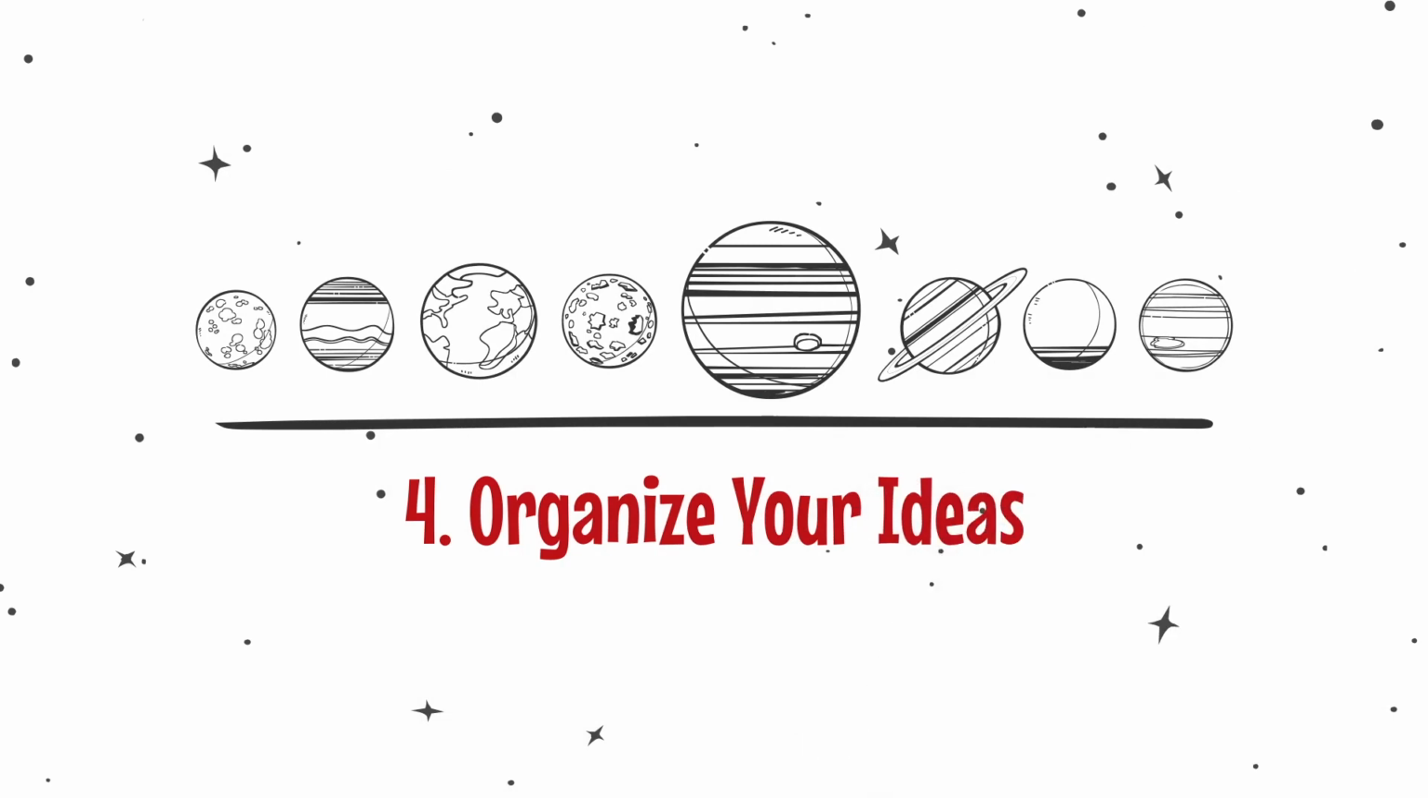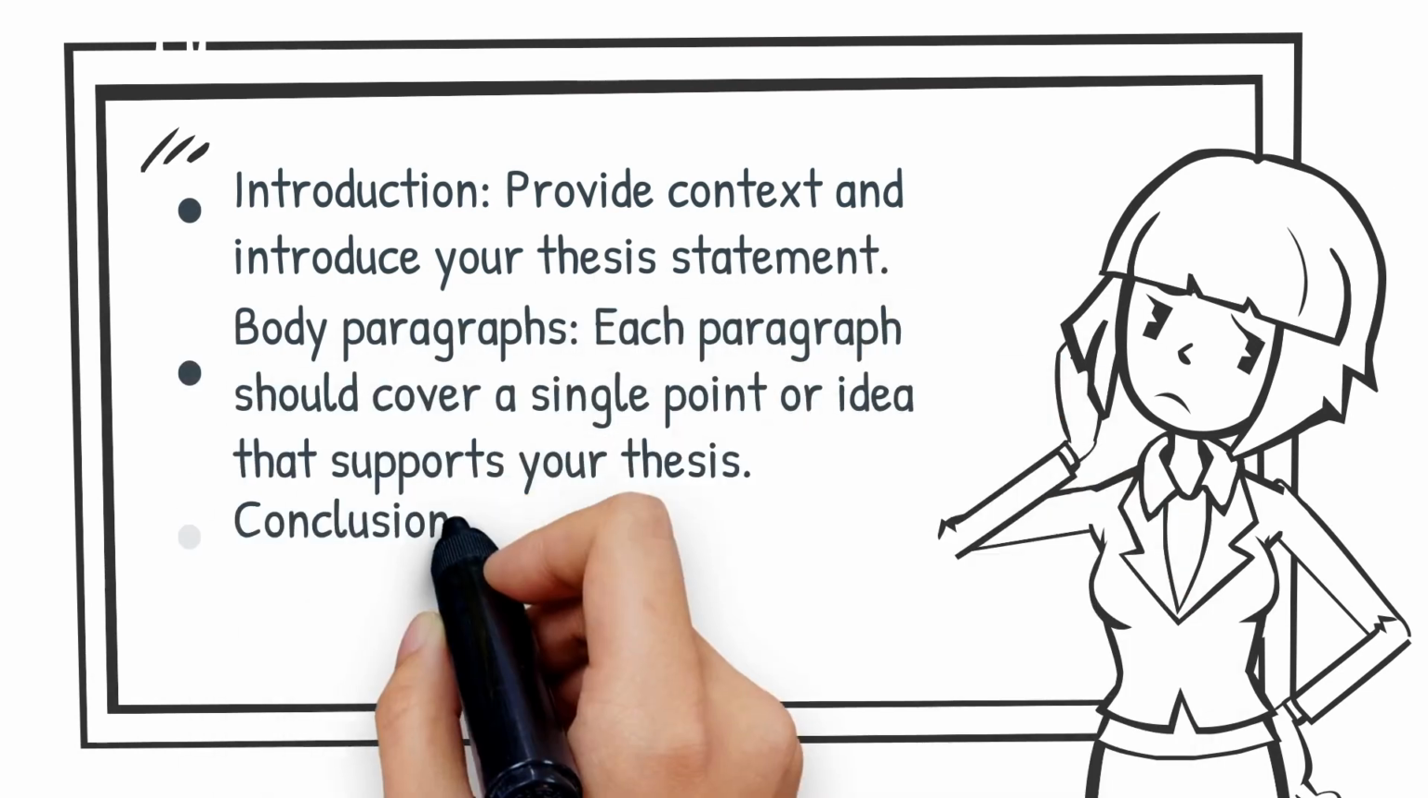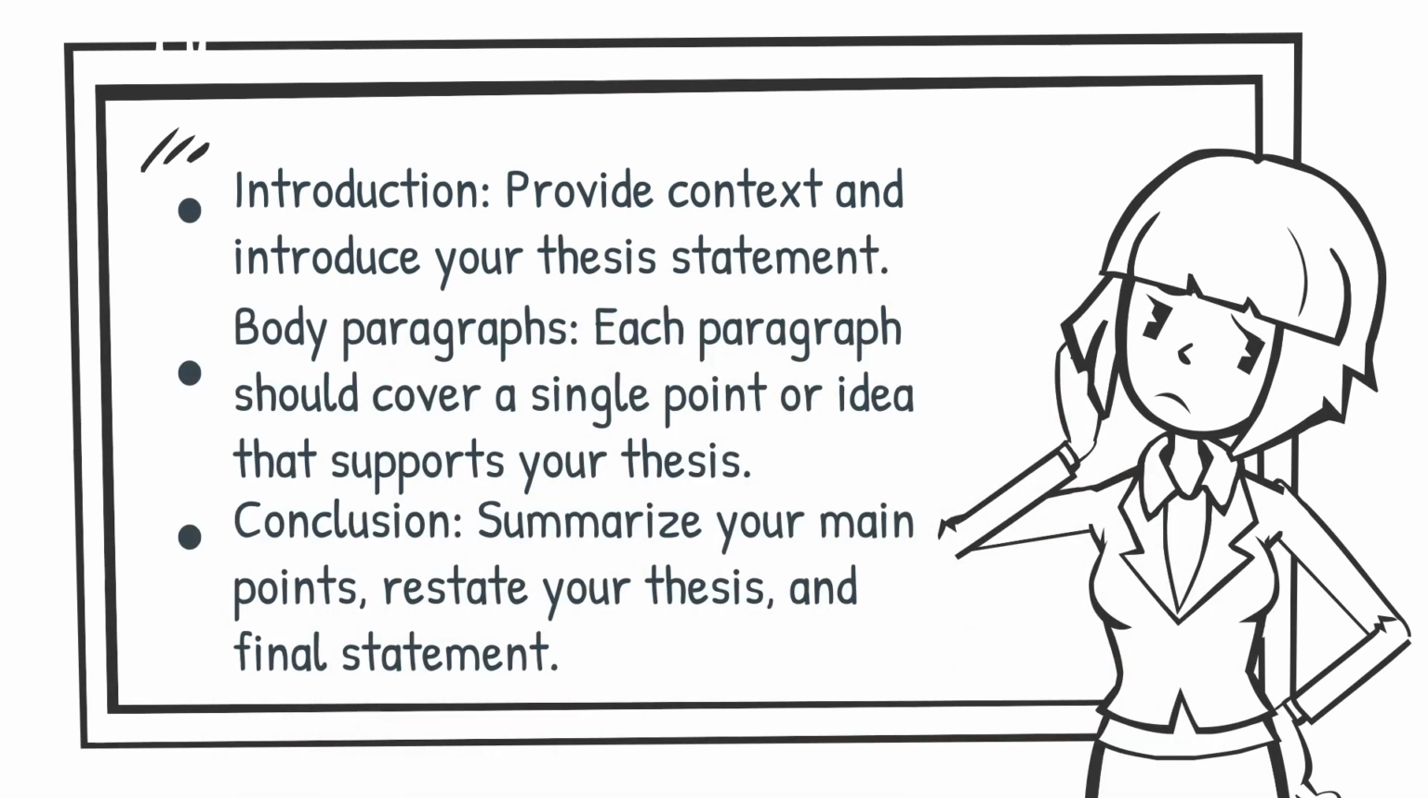Create an outline that organizes your ideas logically. A typical essay structure includes an introduction, body paragraphs, and a conclusion. In the introduction, provide context and introduce your thesis statement. For the body paragraphs, each paragraph should cover a single point or idea that supports your thesis. Start with a topic sentence, provide evidence or examples, and offer analysis or explanation. For your conclusion paragraph, summarize your main points, restate your thesis, and leave the reader with a thought-provoking final statement.